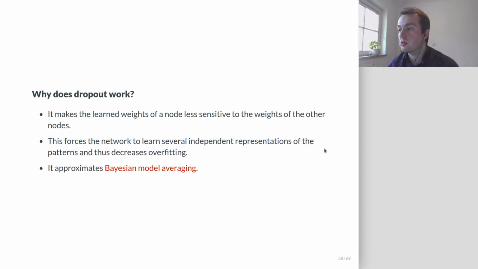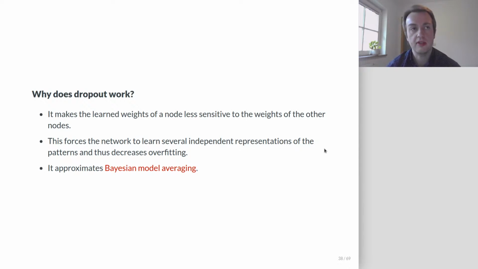Then you may wonder, but why does it work? Why would it be a good idea to randomly remove nodes and then to train only this random subset of the network? The first reason is that it makes the learned weights of a node less sensitive to the weights of the other nodes, right?